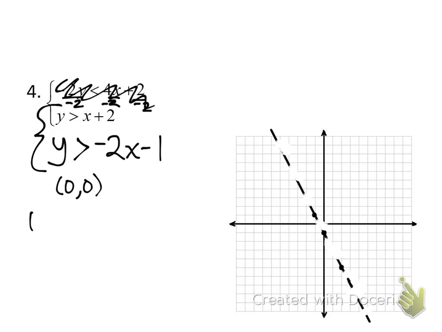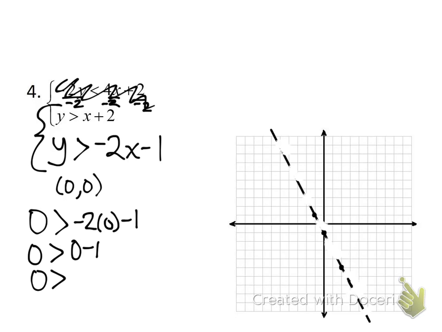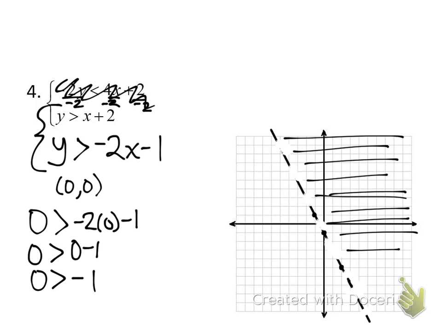That showed us that 0 is greater than -2 times 0 minus 1. So we end up with 0 greater than 0 minus 1. 0 is greater than -1. That is a true statement, so we graph or shade on the side of the line where 0, 0 is. So we are going to just lightly shade in this side of our line before we graph our other line.